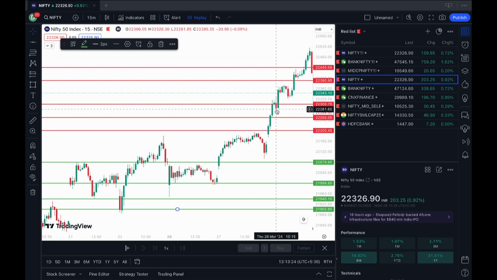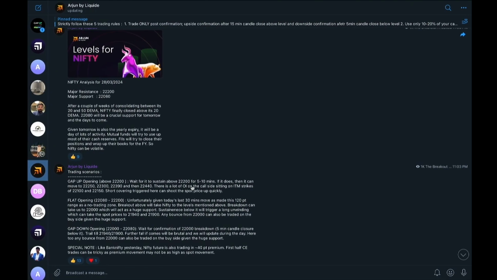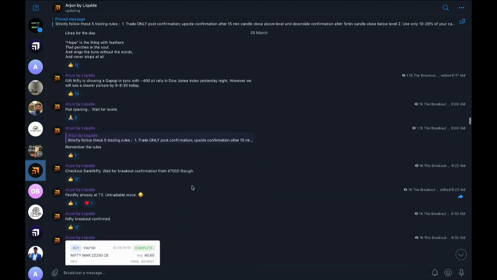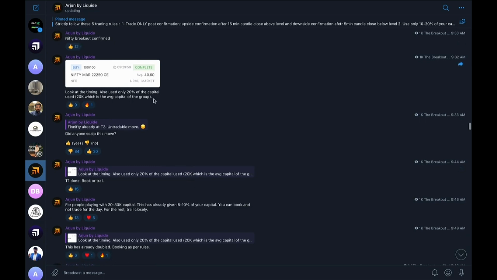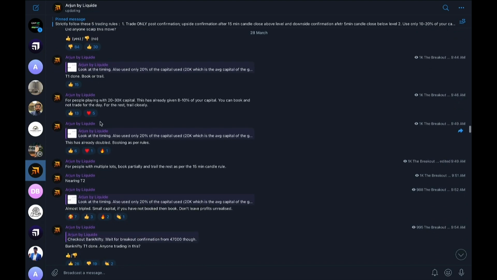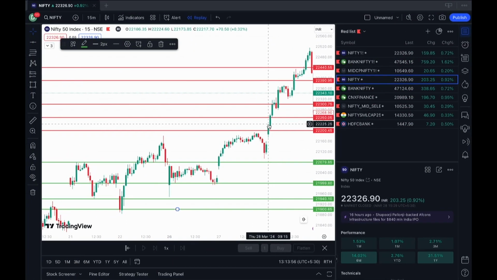This is one of the ways, the way that I prefer personally. What you can also do is close here, because this was the first candle. If you look at the commentary, as soon as the entry came, we said enter, Nifty breakout confirmed. Then at 9:46 we said you can book and not trade for the day. Why? Because at 9:46, this candle, it had already crossed the first resistance, or target one was achieved.